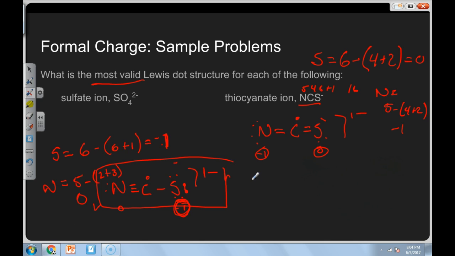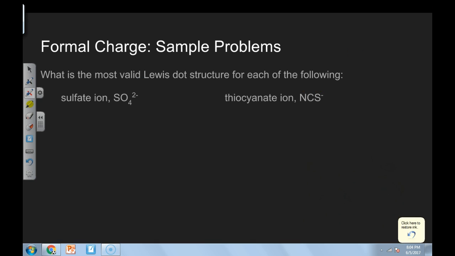So that wraps up everything about formal charge, kind of going deeper into covalent bonds than you probably ever wanted to know. But there it is, and have a great day.